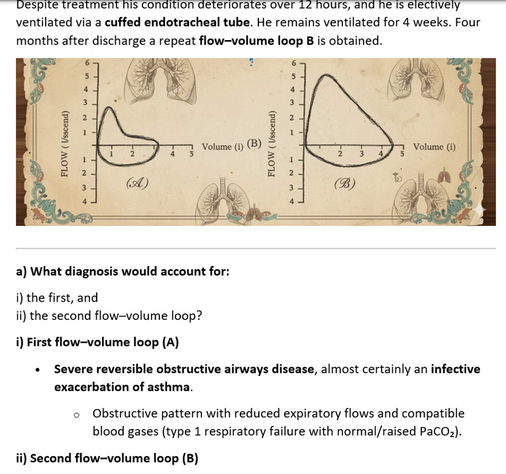First flow volume loop: severe reversible obstructive airways disease, almost certainly an ineffective exacerbation of asthma. Obstructive pattern with reduced expiratory flow and compatible blood gases, type 1 respiratory failure with normal partial pressure of CO2.